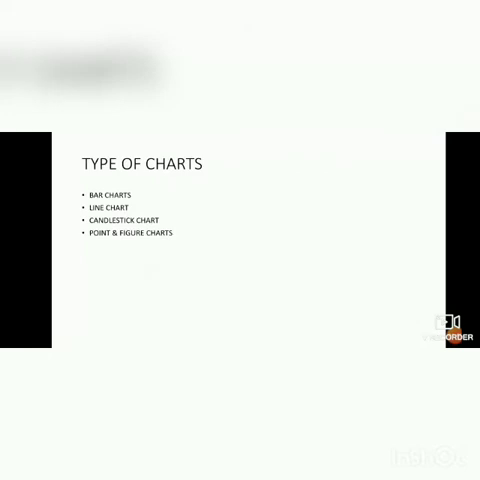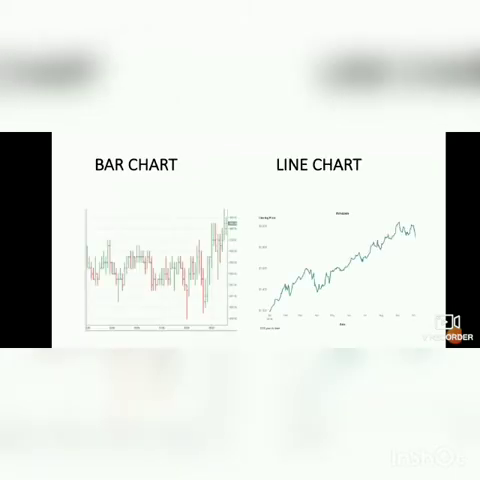So let's look into the types of charts. There are 4 different kinds of charts we are going to discuss. First one is bar charts, second one is line chart, third one is candlestick chart, and fourth one is point and figure charts. So these are the pictures of bar chart and line chart.